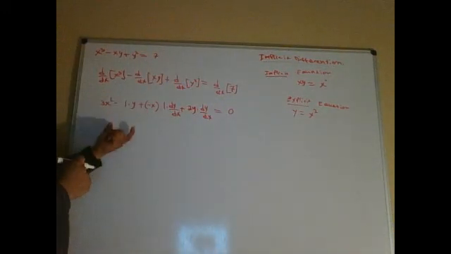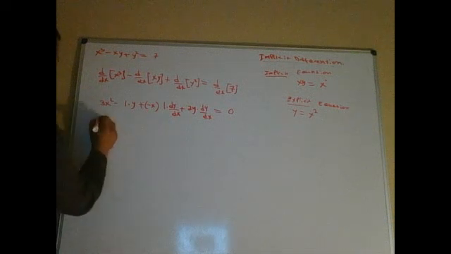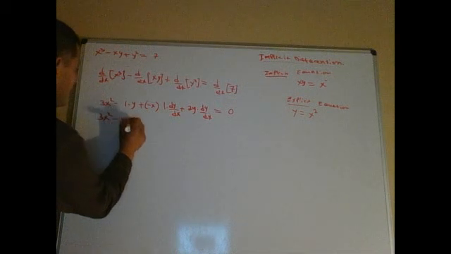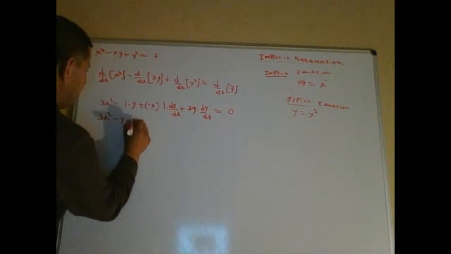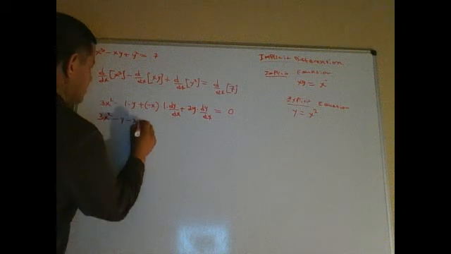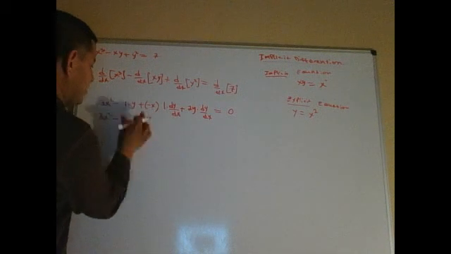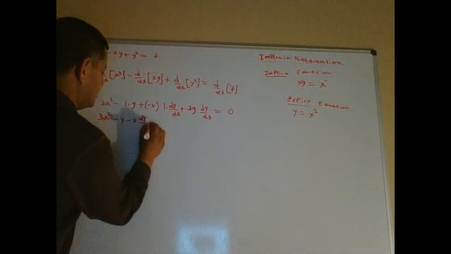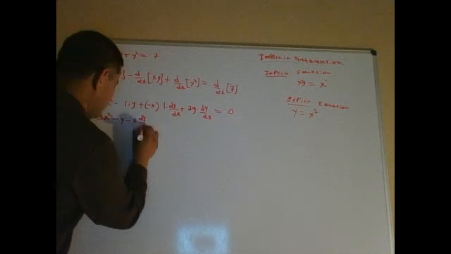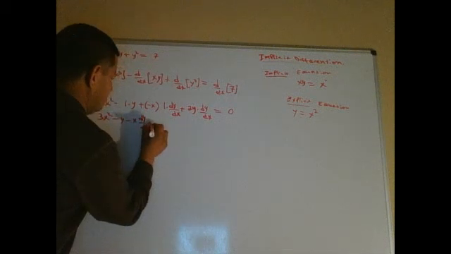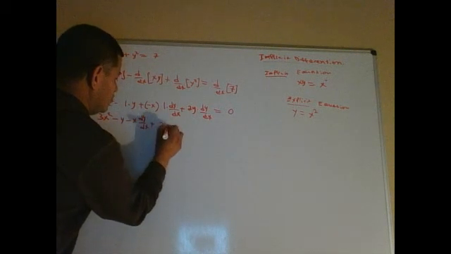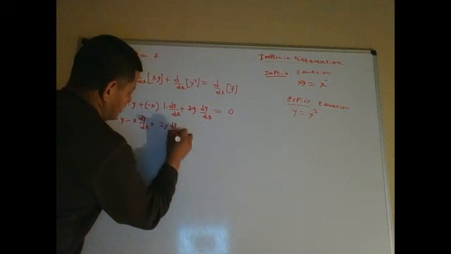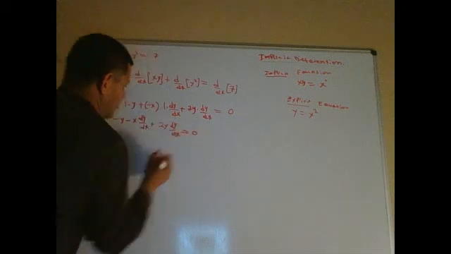Now I'm going to simplify this. Alright, so on this side I have 3x squared minus y minus x, and remember I'm multiplying dy/dx, so this is x dy/dx, plus 2y dy/dx equals 0.